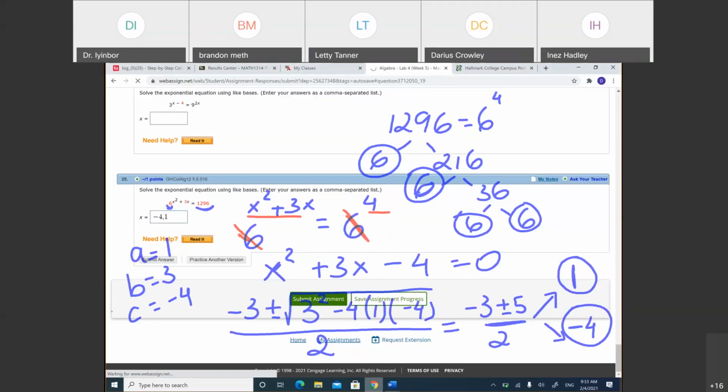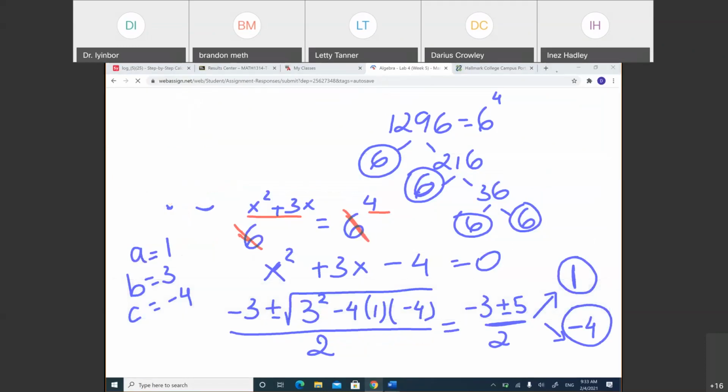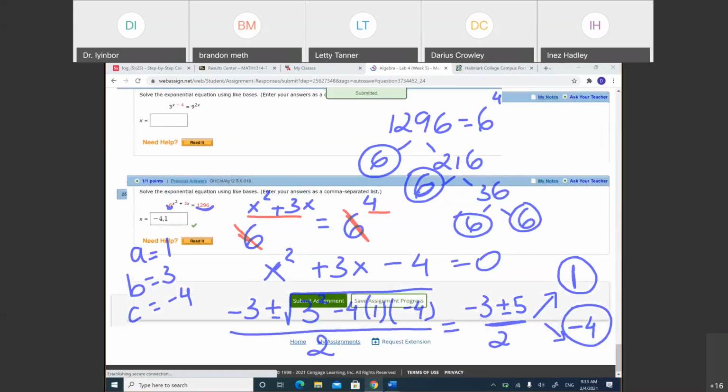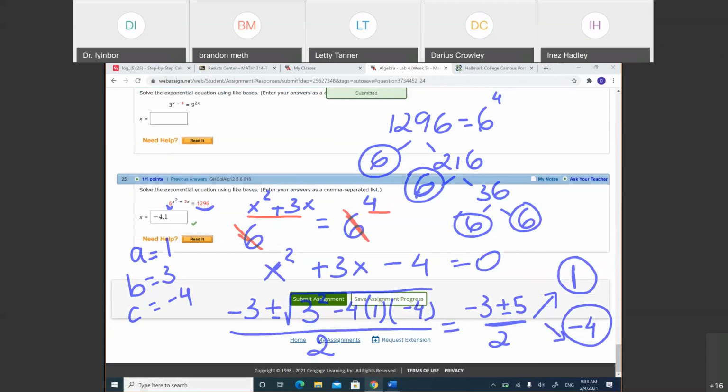Okay? Darius is asking why the 4 is changed to negative 4. Okay, let me answer that. Because here we have x squared plus 3x equals 4. So you're going to subtract 4 from both sides, minus 4, minus 4. These cancel, and that's how you get negative 4. You got it?